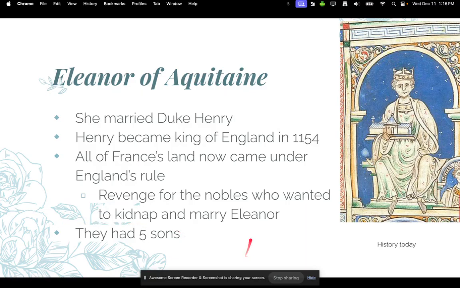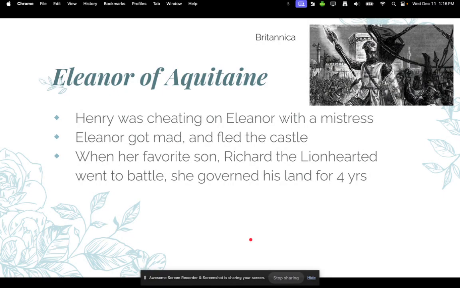And together they had 5 sons. So it was not a very happy marriage. Henry was cheating on Eleanor with a mistress. Eleanor got so mad at him that she just fled the castle. She just left. Also, she still holds some power even after that.